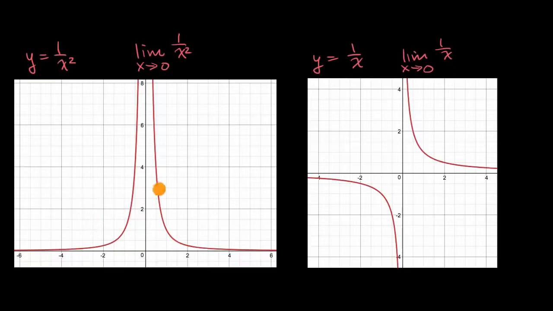In a previous video, we've looked at these graphs. This is y is equal to 1 over x squared. This is y is equal to 1 over x. And we explored what's the limit as x approaches 0 in either of those scenarios.